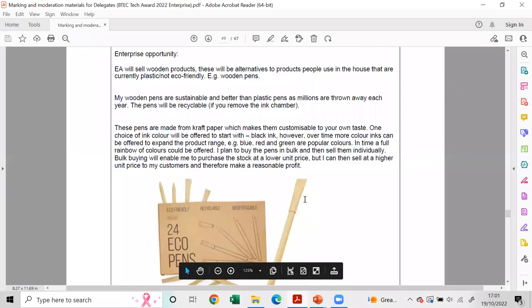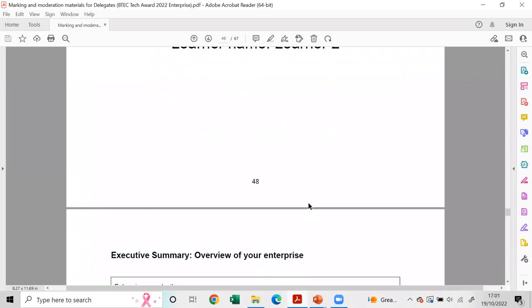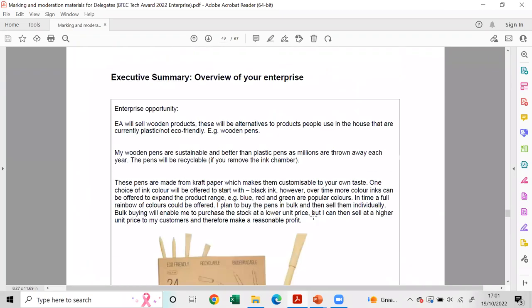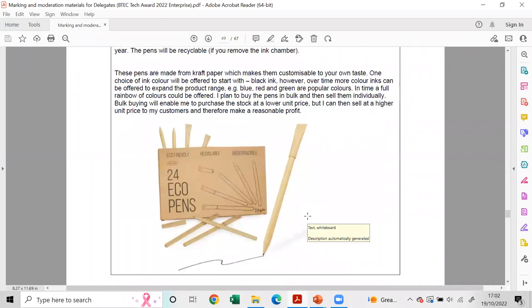This second enterprise, what have they called it? Eco Aurora, is to do with sustainable pens. Please do look through this in your own time. I'm just going to quickly zip through what the differences are between this one and the first one you saw, so you can understand the fact that they are different and why they fit into different mark bands.